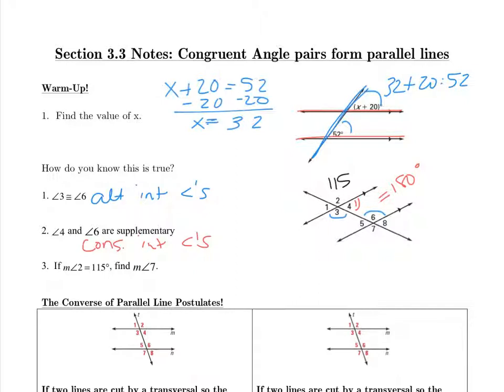Number 3, if angle 2 is 115, find the measure of angle 7. Well, I know that because these two are parallel, cut by a transversal, then angle 2 and angle 7 are alternate exterior angles. So that means that angle 7, the measure of angle 7, also equals 115.